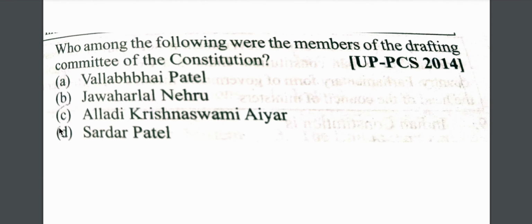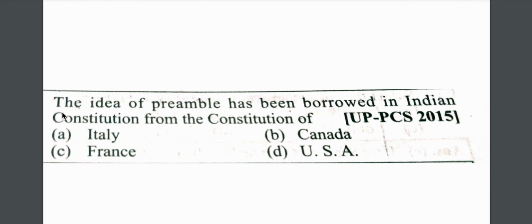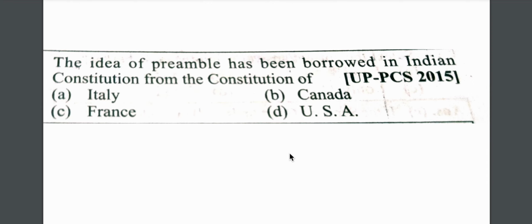22nd question, who among the following were the members of the drafting committee of the Constitution? Option A, Vallabhbhai Patel, B. Jawaharlal Nehru, C. Alladi Krishnaswamy Iyer, D. Sardar Patel. So the correct answer is option C, Alladi Krishnaswamy Iyer. 23rd question, the idea of preamble has been borrowed in the Constitution from the Constitution of. Options are given: Italy, Canada, USA and France. So here in these options, option D, USA is the correct answer.